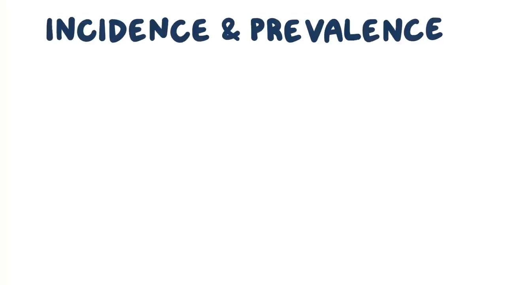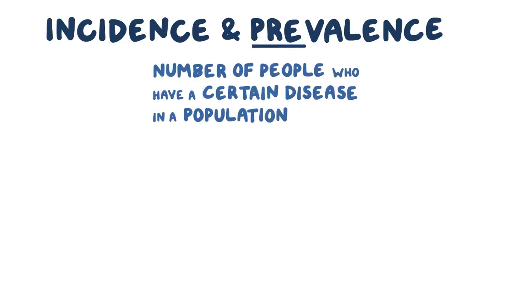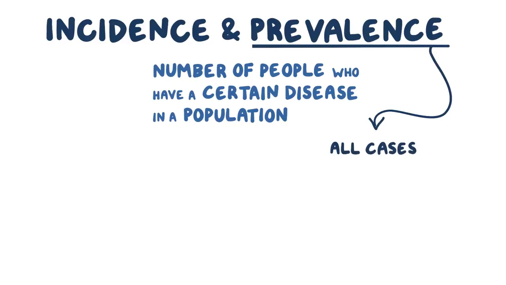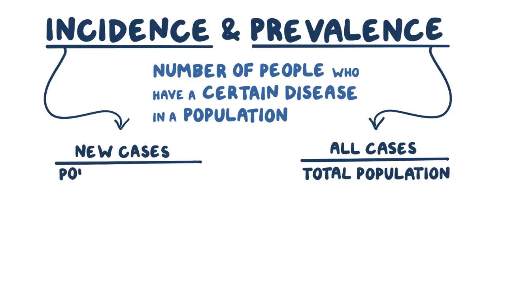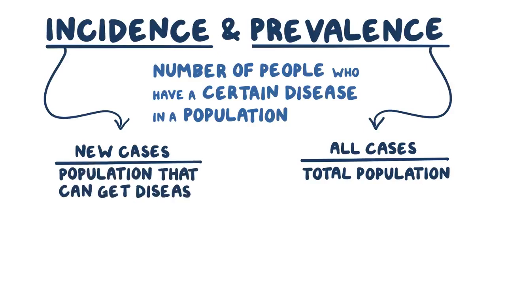Prevalence and incidence are two ways to measure the number of people who have a certain disease in a population. Prevalence includes all individuals with the disease, or all cases, regardless of when they developed it, divided by the total population. Whereas incidence includes the new cases of a disease, meaning anyone who develops a disease over some period of time, divided by the population of individuals that can get that disease. And both of these have to take into account the population at risk.